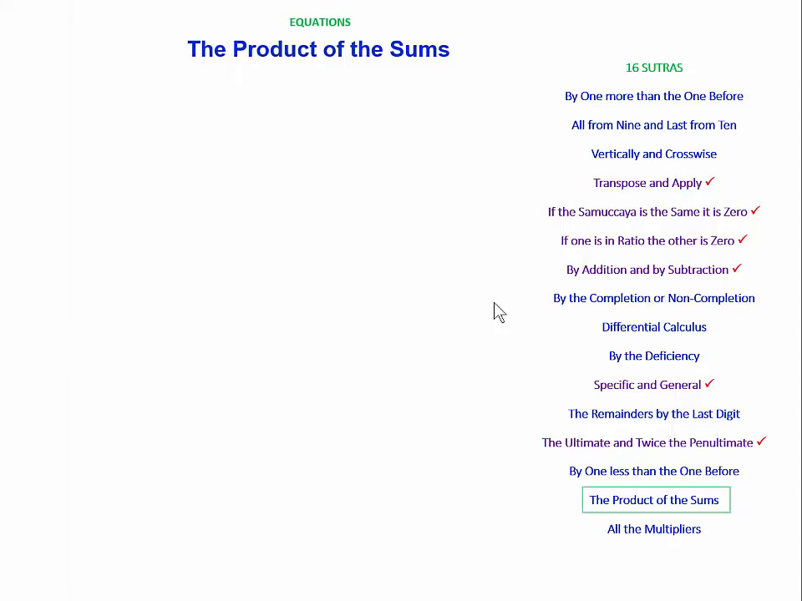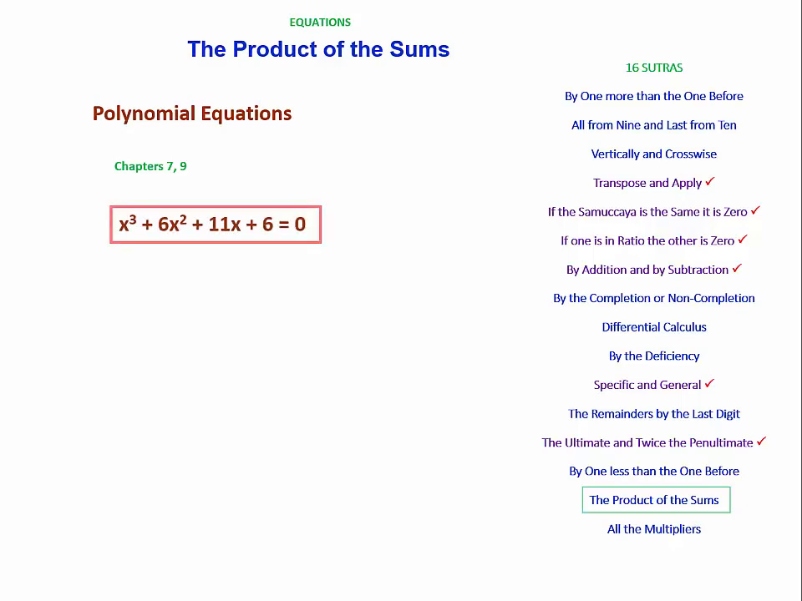The product of the sums, Gunita Samachaya. We can use this in solving polynomial equations. This is in chapters 7 and 9 of his book. So if you had to solve this equation, for example, we see that it's a cubic, and therefore we expect it to factorize into 3 linear factors. And we can begin by finding a linear factor. In fact, if we put x equal to minus 1 in here, we find it brings the left-hand side to 0, and therefore x plus 1 is a factor. And that x plus 1 must be multiplied by a quadratic if this factorizes at all.